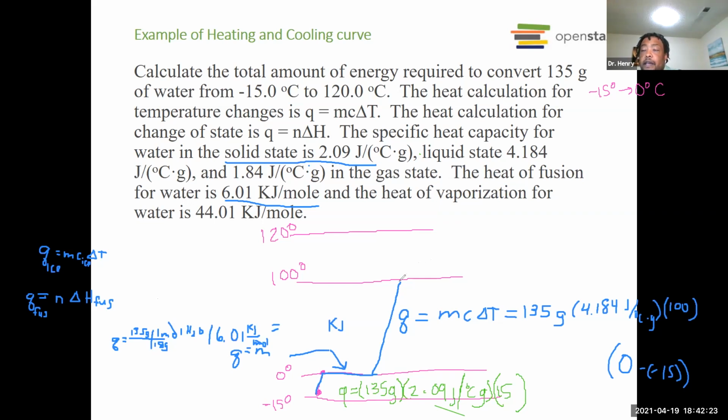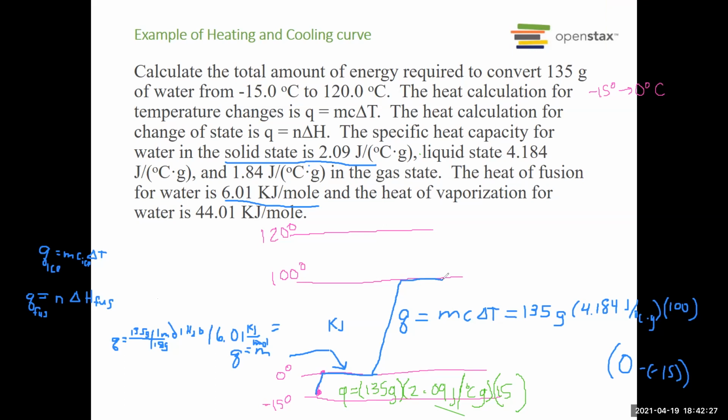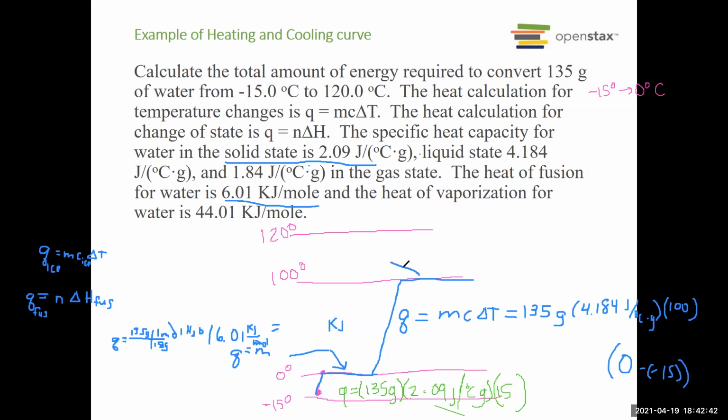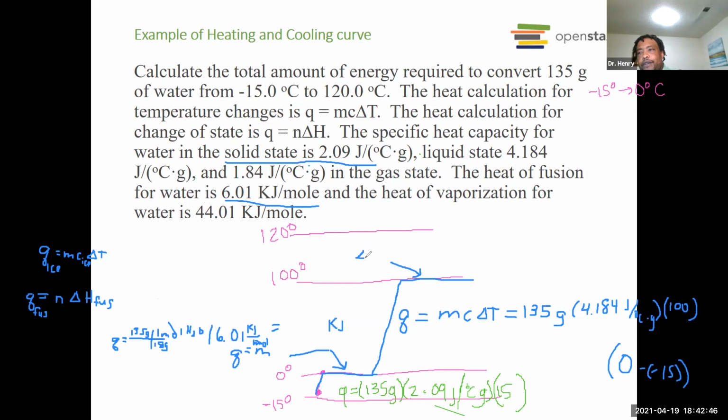So then at 100 degrees, what happens? It vaporizes. It becomes a vapor, right? So we have to get that change in transition. So we're going from a liquid to a vapor. So how do I calculate that? The heat of evaporation. That's right. So it's delta H vap times the number of moles.